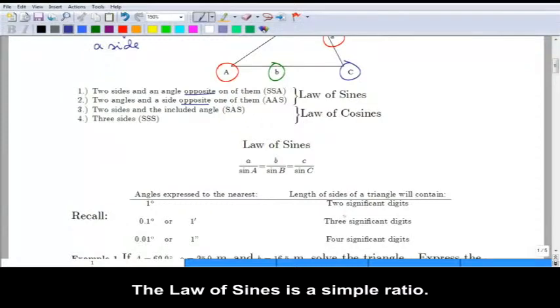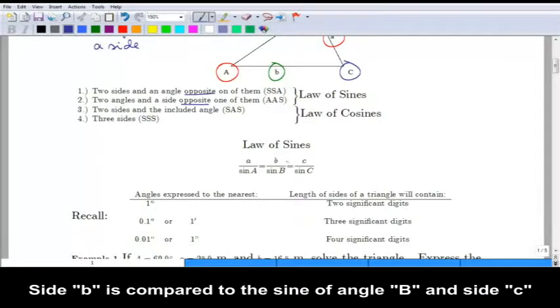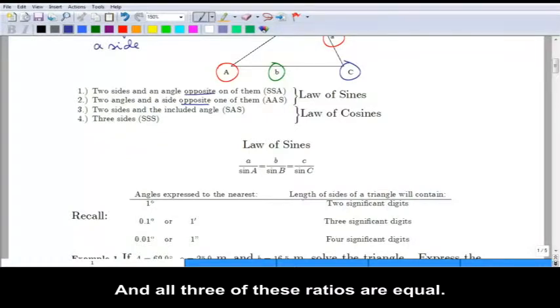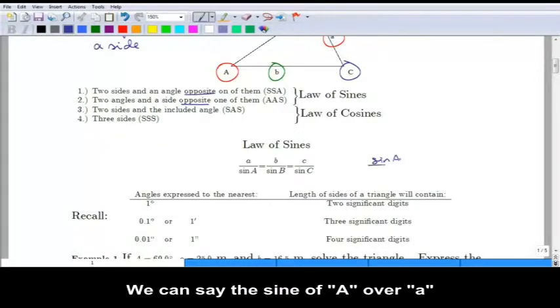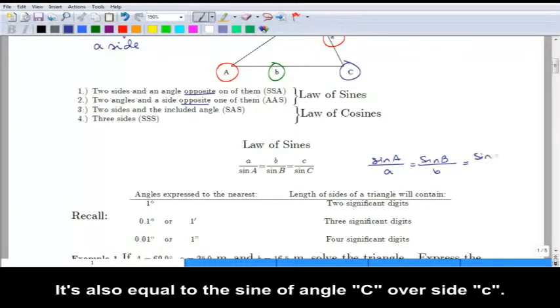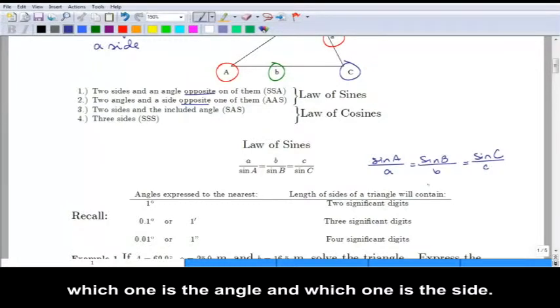The law of sines is a simple ratio. Side A is compared to the sine of angle A, side B is compared to the sine of angle B, and side C is compared to the sine of angle C. And all three of these ratios are equal. Now, we can also rewrite this with the reciprocals. We can say the sine of A over A is equal to the sine of angle B over side B. It's also equal to the sine of angle C over side C. And be very careful here to distinguish between your uppercase and lowercase c, which one is the angle and which one is the side.